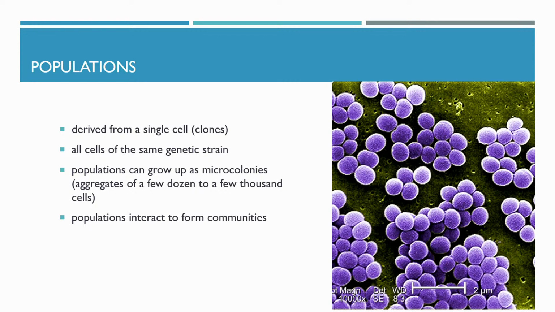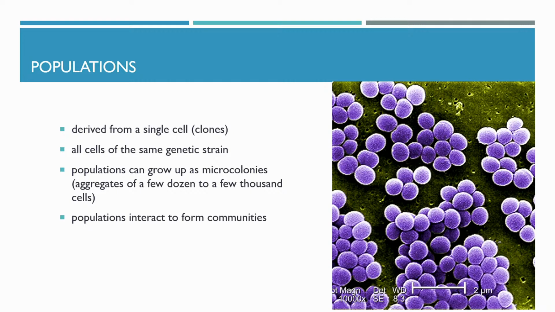So now, just going through a couple more terms. When we talk about populations, we're talking about a cluster of cells that is derived from a single cell or a single clone of a cell. All of these cells you can see are purple, so they all come from the same genetic strain. These populations can grow up as colonies, which just means that they're aggregates of a few dozen to a few thousand cells. So when you see a colony on a plate, that's a few dozen to a few thousand cells, and that's a population of the same genetic clone of a cell.